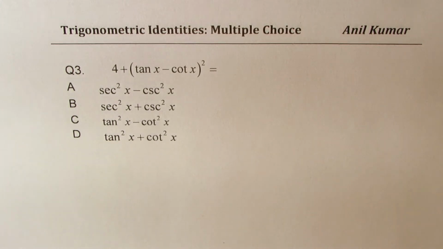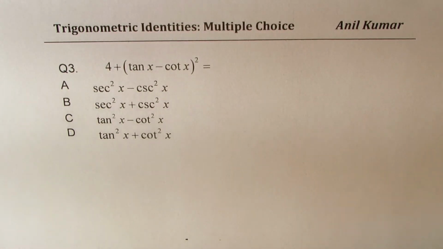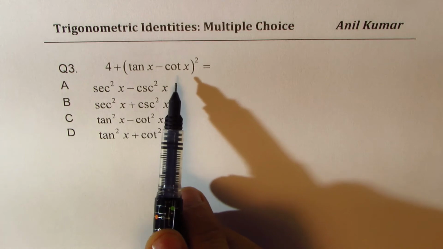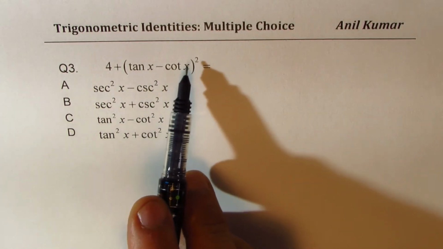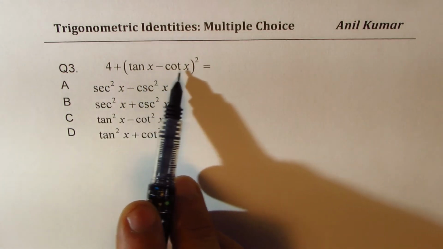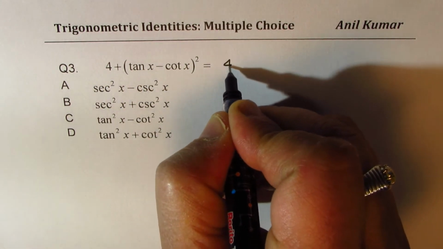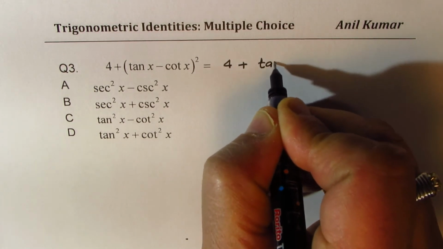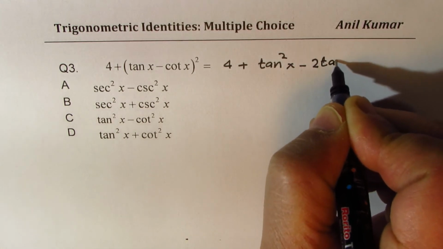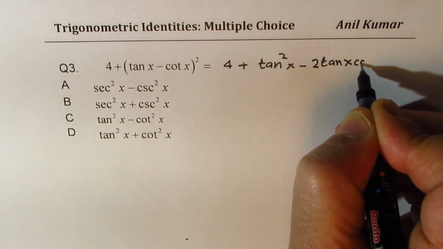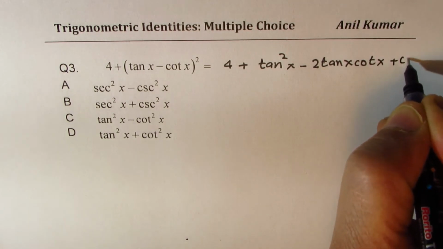Now I think the concept is absolutely clear to you. I'd like you to pause the video, solve it yourself, and then look into my suggestions. Now here the expression given to us is 4 plus tan x minus cot x whole square is equal to what? Now we'll begin with what is a minus b whole square. So we'll expand the term in the bracket. So what we get here is 4 plus tan square x minus 2 tan x cot x plus cot square x, correct?